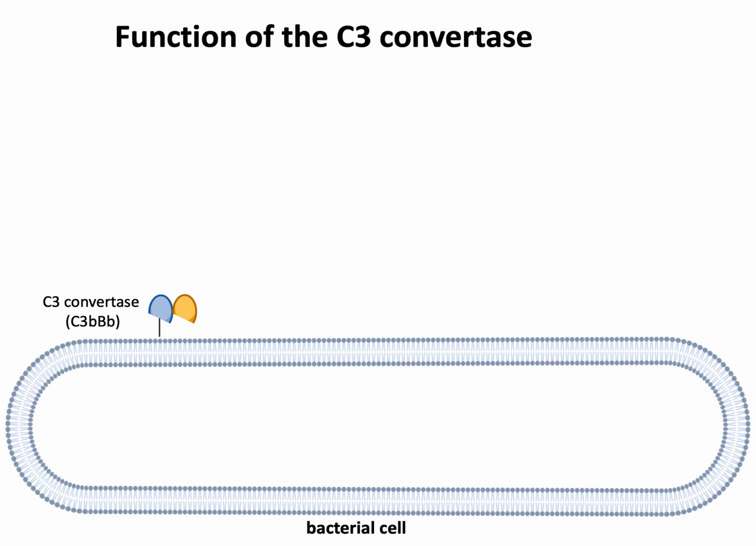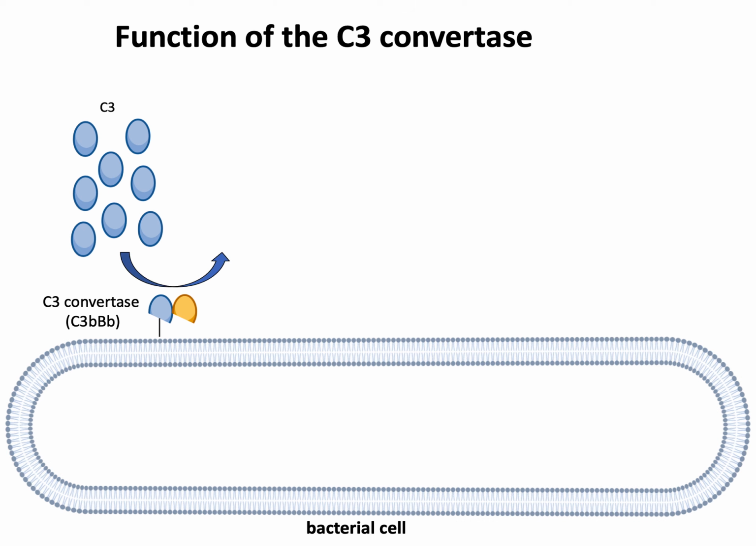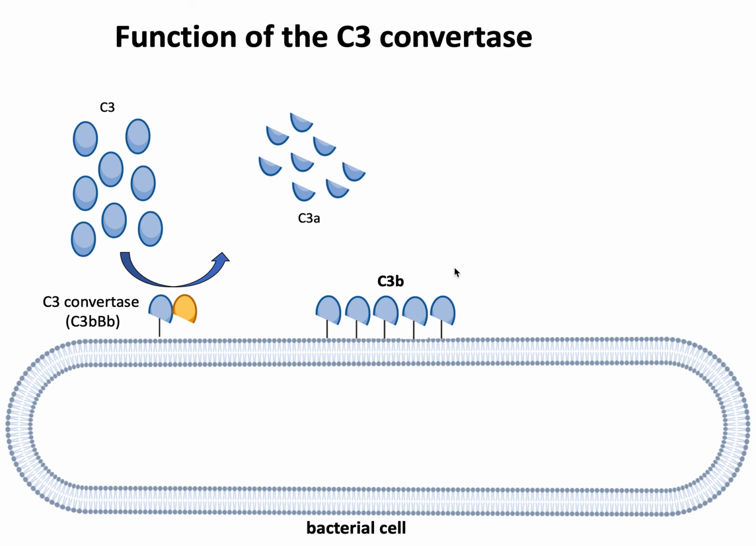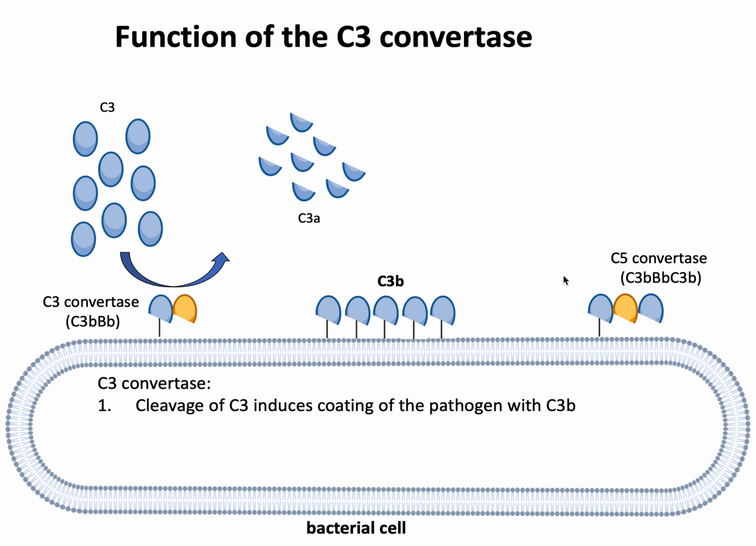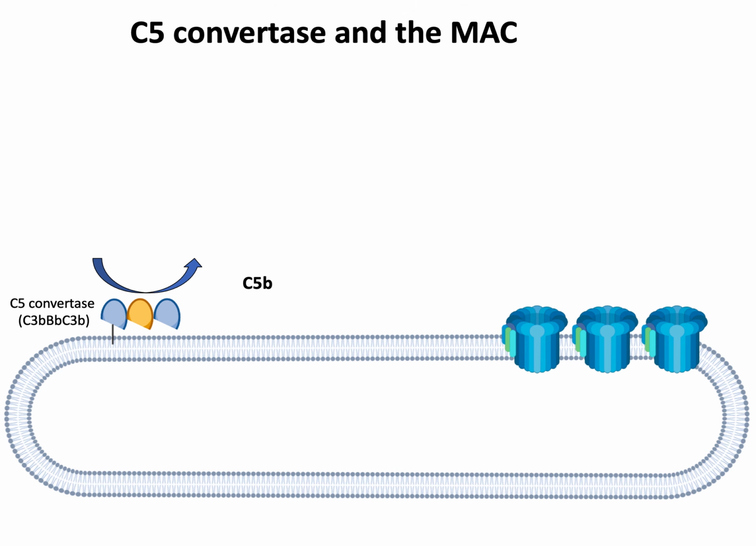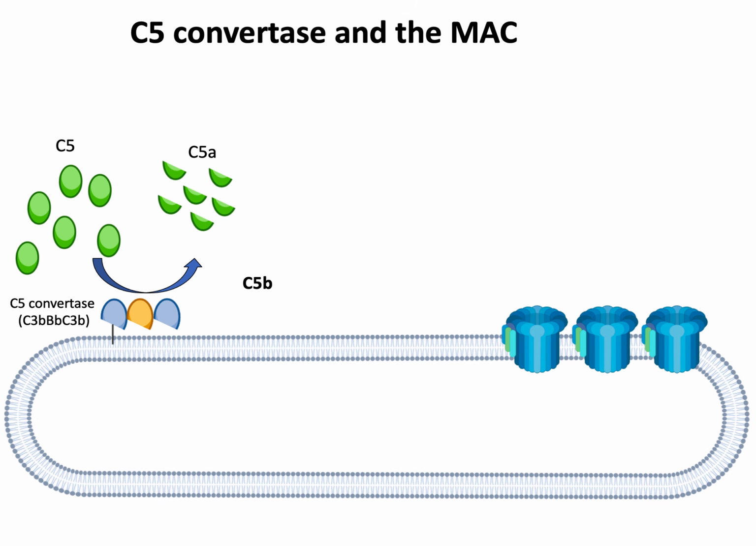But if it's a bacterial cell, this C3 convertase will become very efficient at now cleaving any C3 in the interstitial fluid into C3a and C3b. C3b will bind to the surface of the bacteria and also lead to the formation of the C5 convertase. So the C3 convertase cleaves C3 and induces the coating of pathogens with C3b, and it leads to the formation of the C5 convertase. The C5 convertase, as you might predict, leads to the cleavage of a complement component called C5 into C5a and C5b.